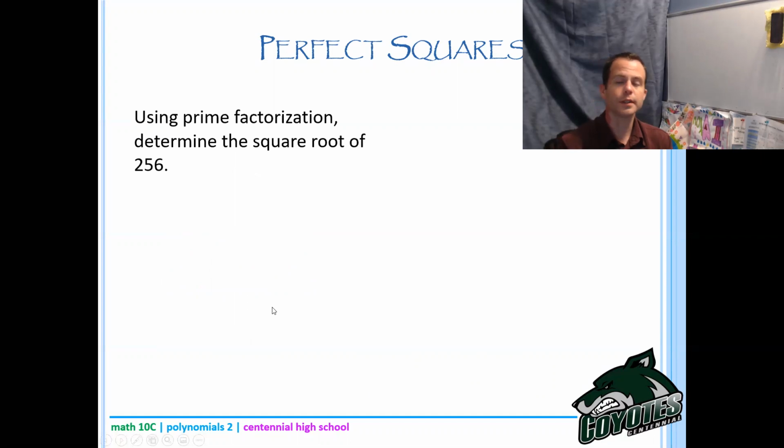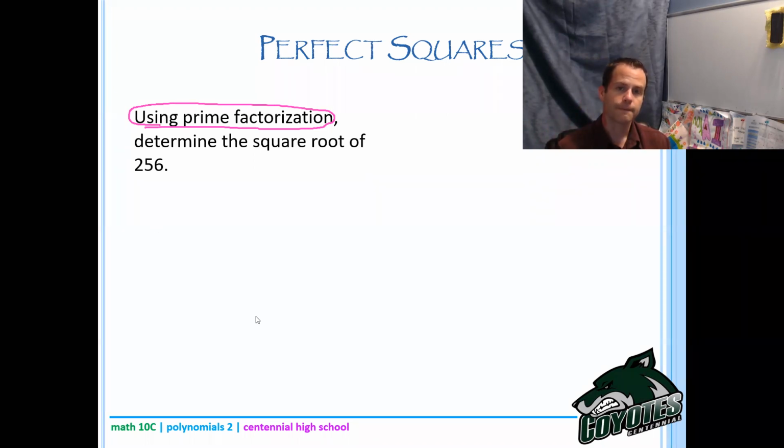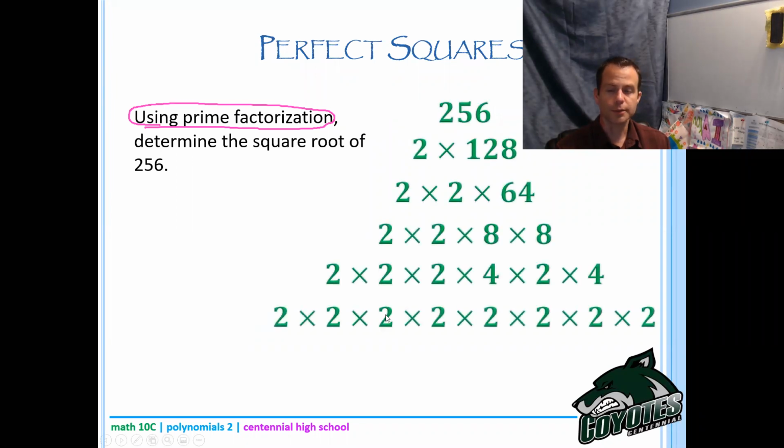All right, so using prime factorization, determine the square root of 256. Okay, well, the first thing I need you to see is it says using prime factorization. Well, maybe we don't have a clue what we're doing, but the first thing we should do is do what the question says. Prime factorize 256. So this is a good time for you to pause me. You do the prime factorization, and then we'll compare notes. And the prime factorization ended up being 2 times 2 times 2 times 2 times 2 times 2 times 2 times 2. So that's 1, 2, 3, 4, 5, 6, 7, 8 2s, or 2 to the 8, okay?